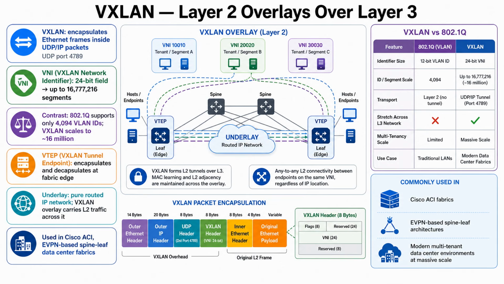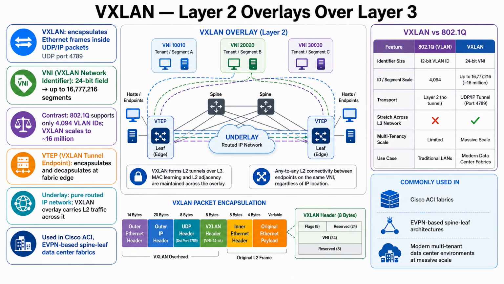The breakthrough that makes VXLAN scale where 802.1Q cannot is the VNI, the VXLAN network identifier. The VNI field is 24 bits wide. 2 to the power of 24 equals 16,777,216 unique segment identifiers. 16 million versus 4,000, that's the jump in scale that VXLAN delivers to multi-tenant environments. Each VNI isolates a separate Layer 2 segment in the overlay, equivalent to a VLAN but without the 4094 ceiling.